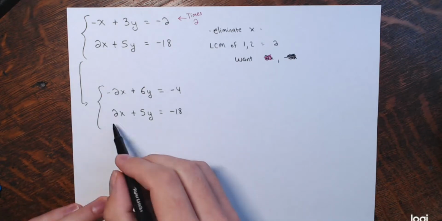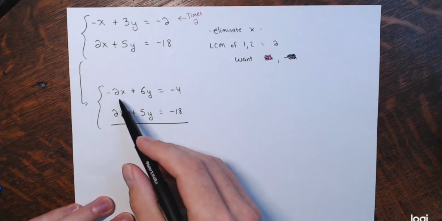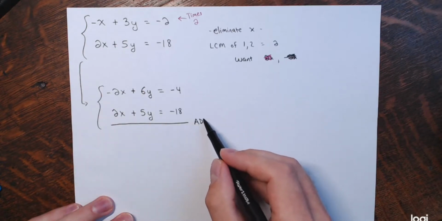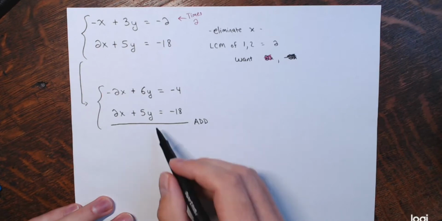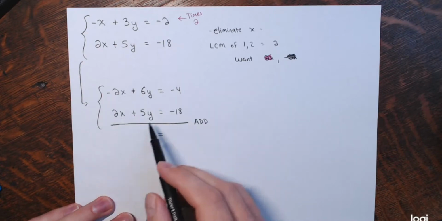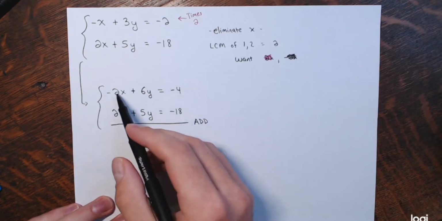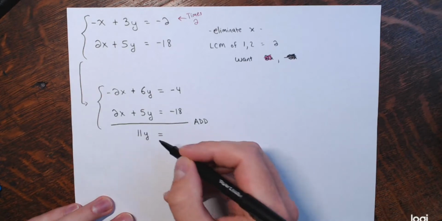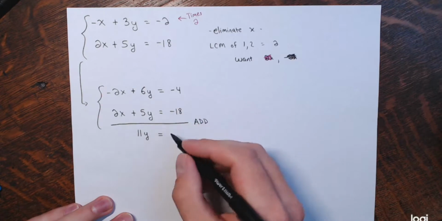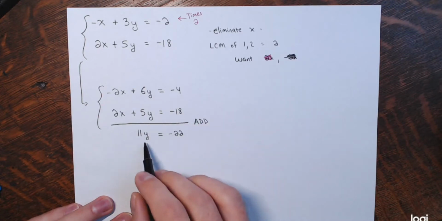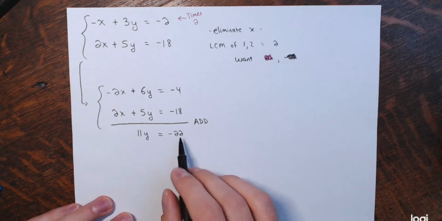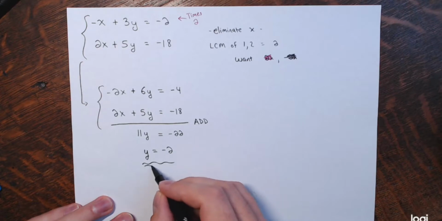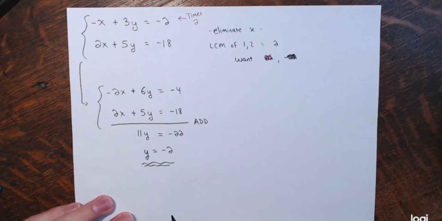Alright, now that the coefficients of x are opposites, right, positive 2, negative 2, I will add these equations together, getting a new equation. Again, equal signs line up. You're just combining the like terms on the left, combining the terms on the right. The x's are gone. 6y plus 5y is 11y. Negative 4 plus negative 18 is negative 22. Then I can solve this equation for y. Right? Dividing by 11 gives me y equals negative 2. So I'll squiggly underline this.